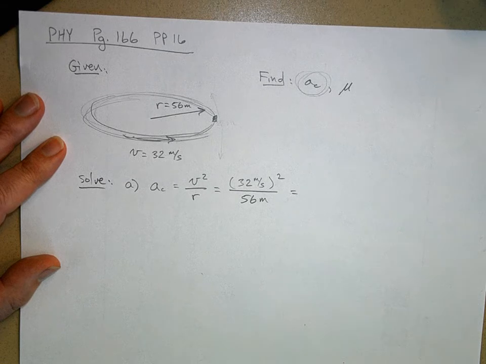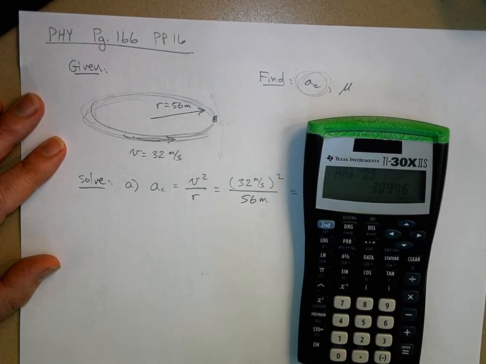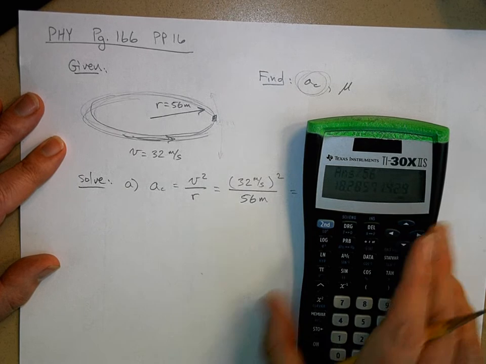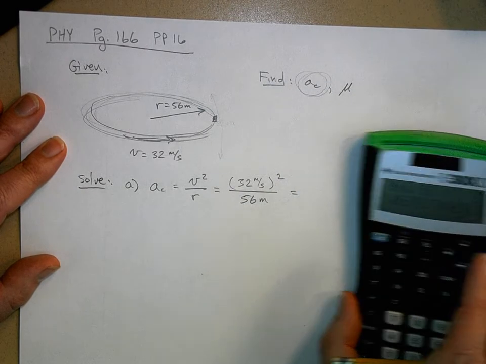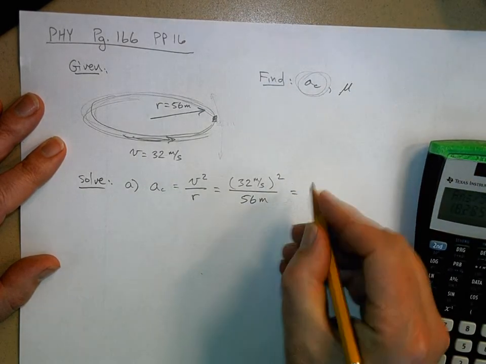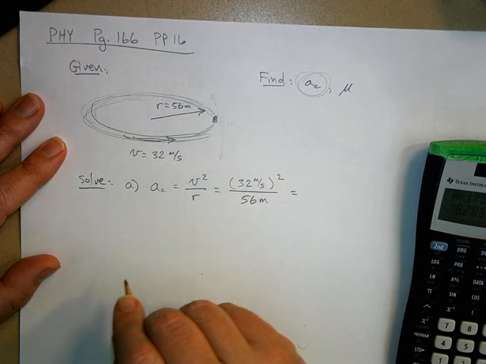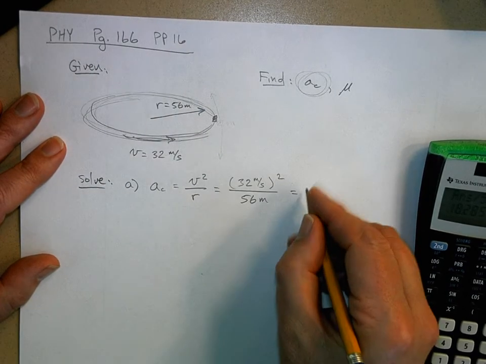And so I get my calculator out. 32 squared divided by 56, and I get 18.29, or actually I round it off. I'll call it 18.3.